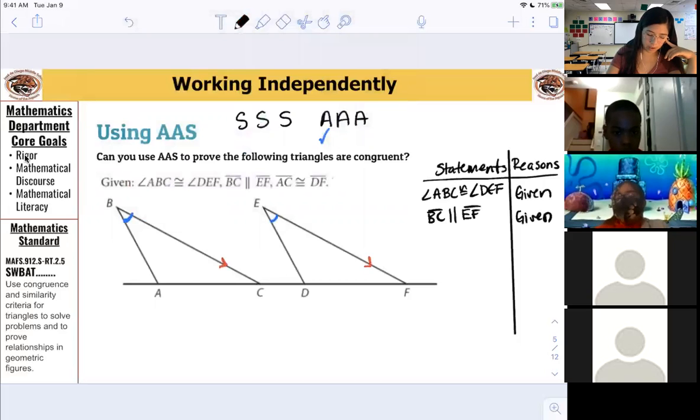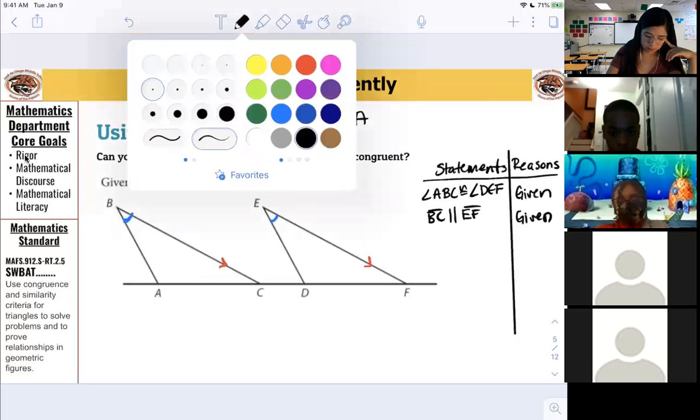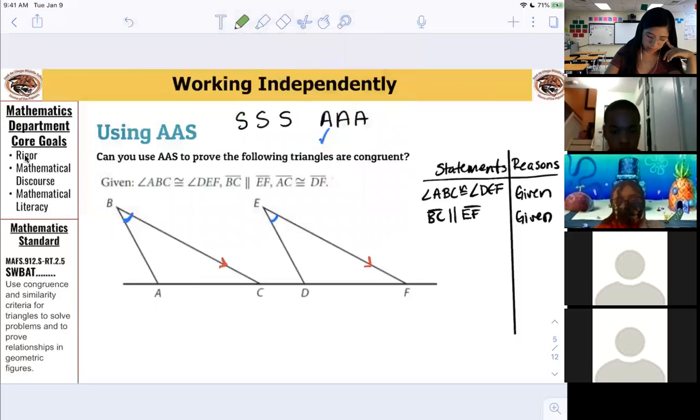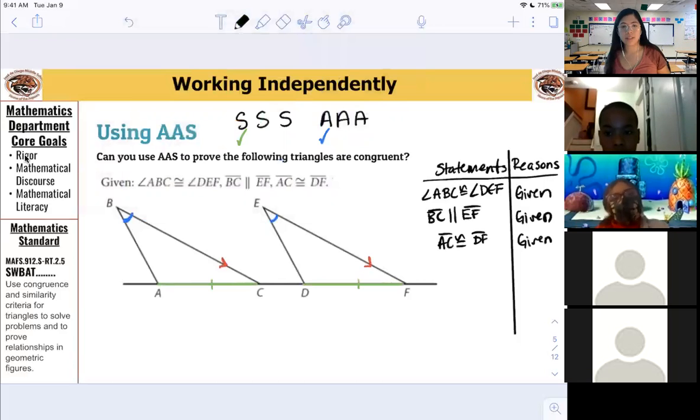They give me a lot of info. They also tell me that AC is congruent to DF. So AC is congruent to DF. So I actually also have a side. Okay. So I have an angle and I have a side. Now, in order to do AAS, I would need to figure out one more angle. So let's think about which angles I might be able to make congruent. Does anyone have any ideas?